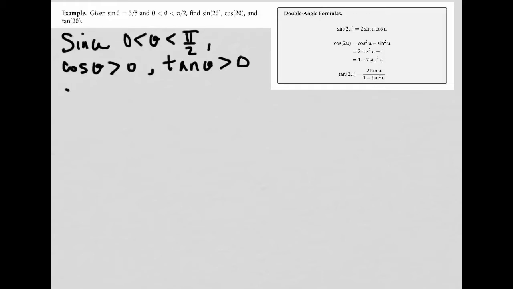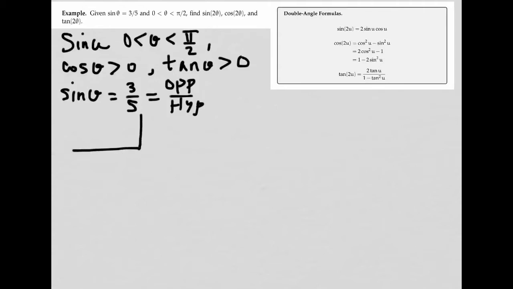We know that sine theta is 3 over 5, which in a right triangle is the opposite over the hypotenuse. So we draw our right triangle. This is angle theta. The opposite is 3. The hypotenuse is 5. And using the Pythagorean theorem, we see that the adjacent is 4.